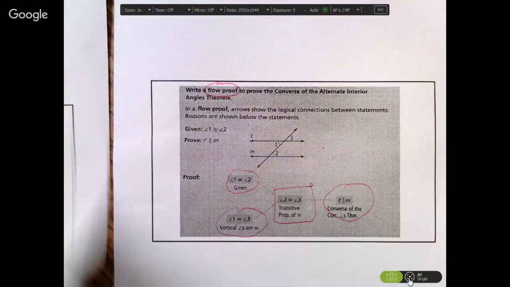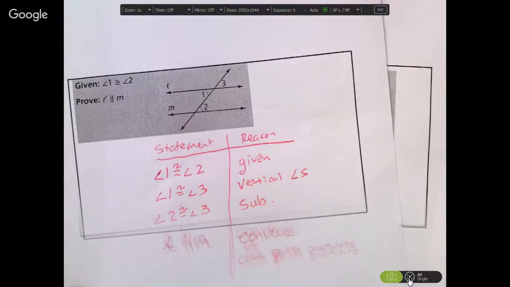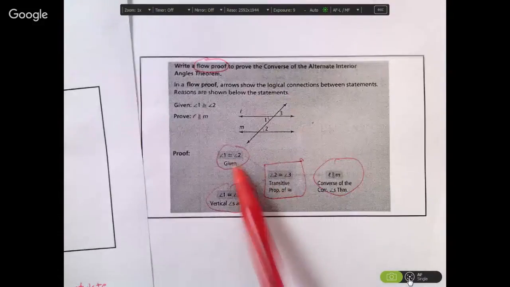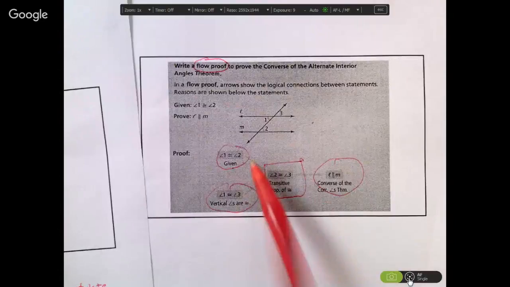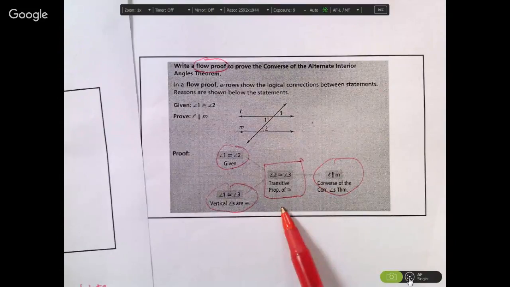I personally like this type of proof, and most people who have done geometry recognize proofs as this, where you give a statement and a reason. This is kind of hard because you might forget to put the reason, but basically all they do is put the statement on top and the reason underneath, and then draw these arrows. I am not a fan at all of the flow proof, but I needed to show that to you so you weren't confused by that.